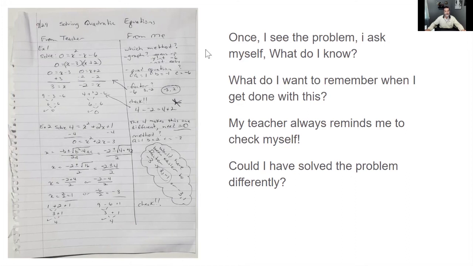So for me, I think about what the interactions are, what my teacher wants me to do, and what helps me remember how to do this next time.